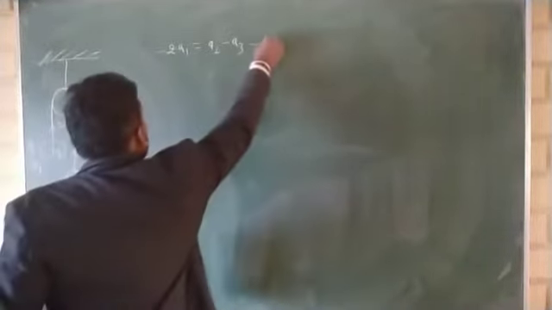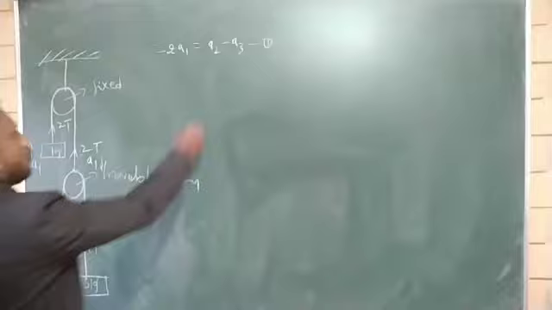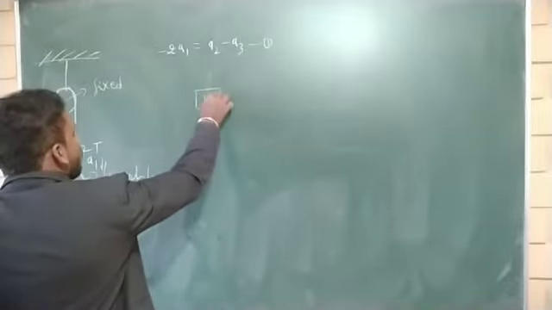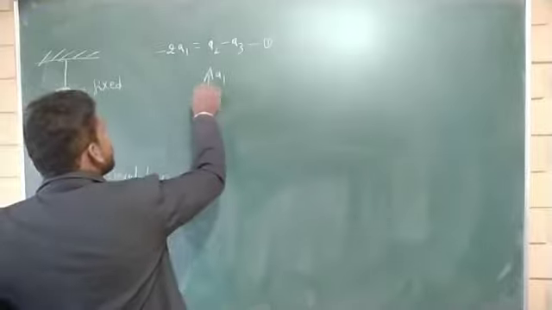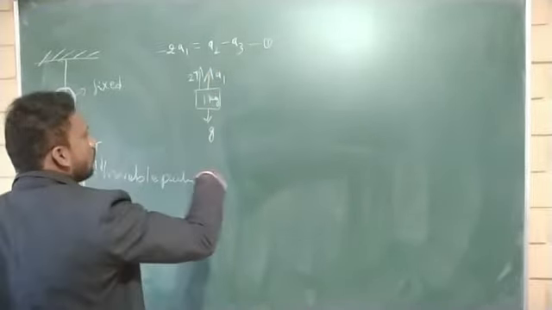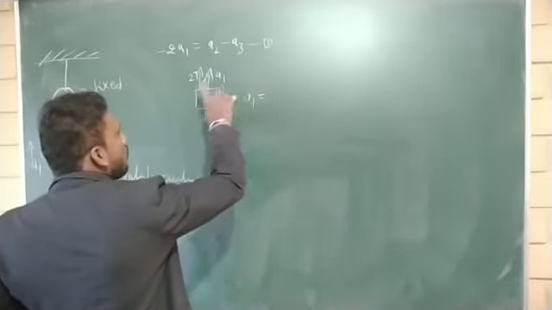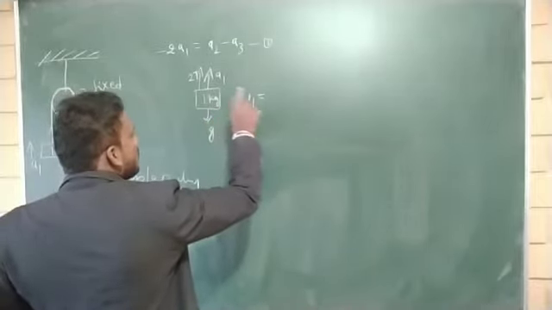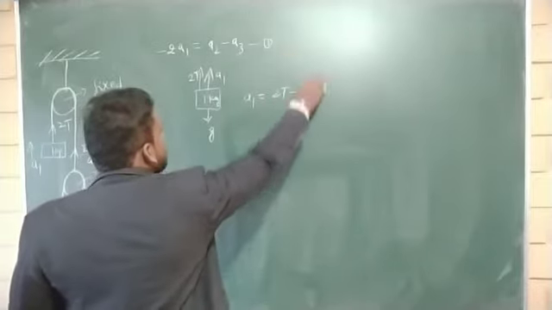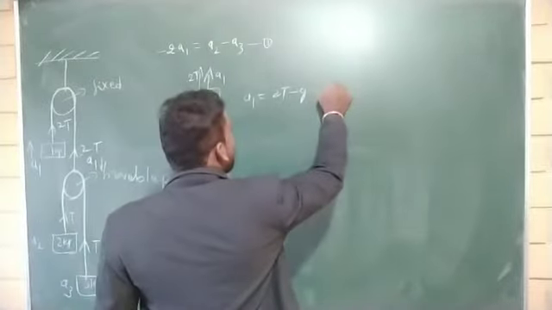After that, write the free body diagram for mass 1 kg, 2 kg and 3 kg. For mass 1 kg, weight is in the downward direction, g. Acceleration is in the upward direction, that is A1, and tension is also in the direction of acceleration, that is 2T. Now write the equation. Mass into acceleration: 1 into A1 is equal to 2T minus g. Call it equation number 2.